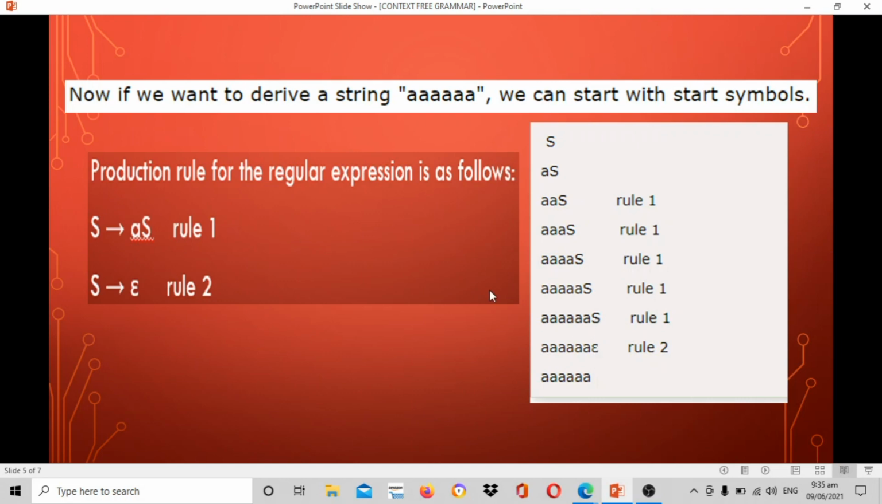So S gives, we're going to use rule number 2, empty. Then we write down the a. We don't need to write these empty symbols because we already got the string a's. So we just write down the a here. This is how to use the context-free grammar for this particular example.